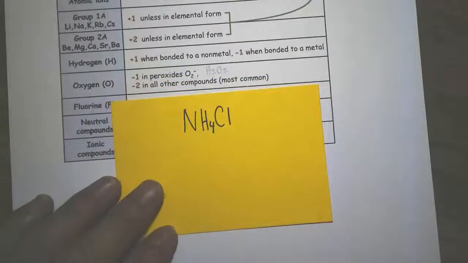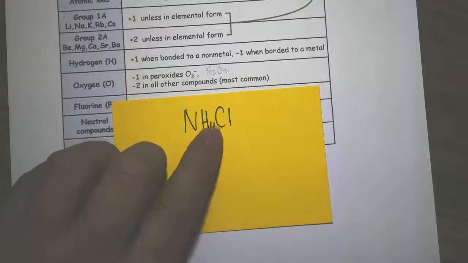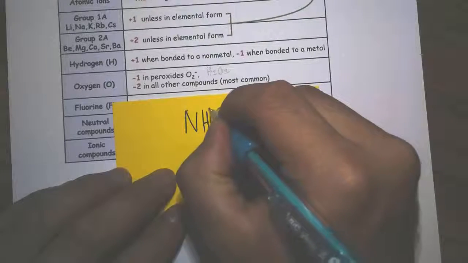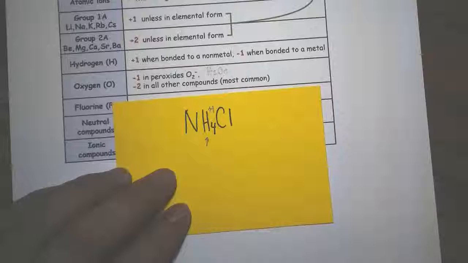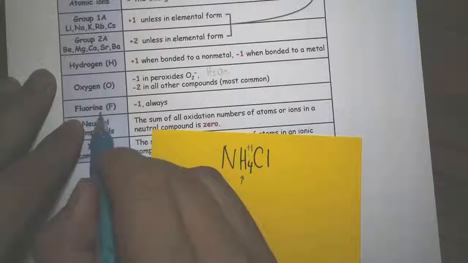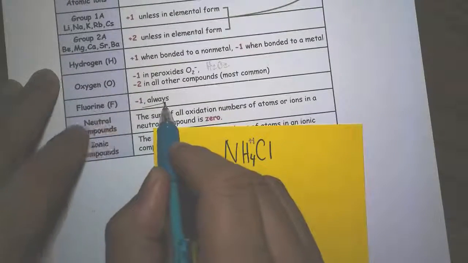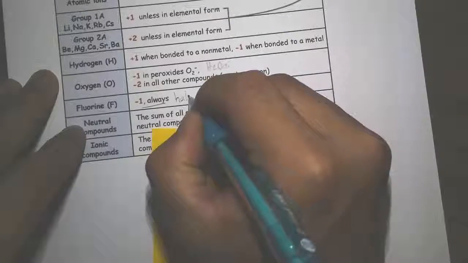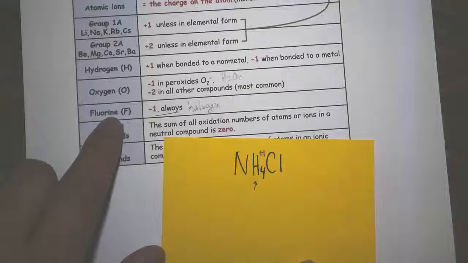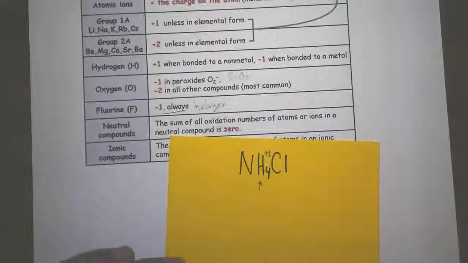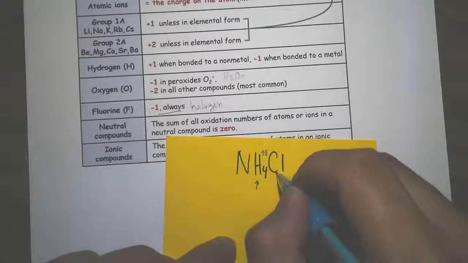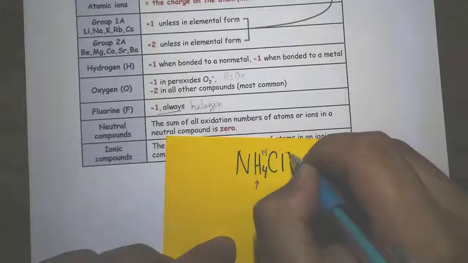Here I have a more complicated problem of nitrogen, hydrogen, and chlorine. I know that hydrogen, when it's bound with a non-metal, has a +1. For chlorine, we don't have a specific rule, but here's a common one. Notice how fluorine is always -1. This also applies to the halogens as well. Chlorine is a halogen, but this rule specifically talks about fluorine. That is because fluorine always has -1, but most of the time the other halogens follow this rule as well. So chlorine is -1.